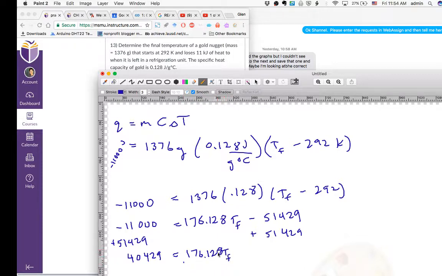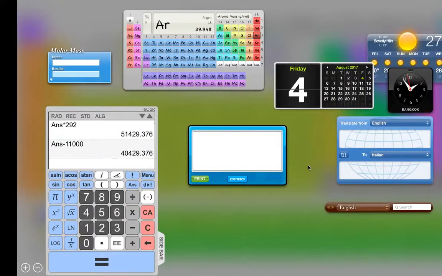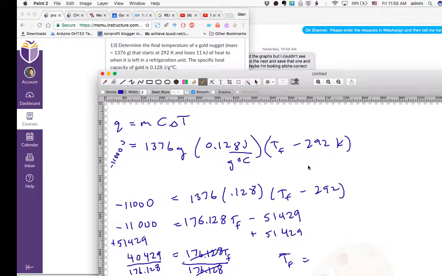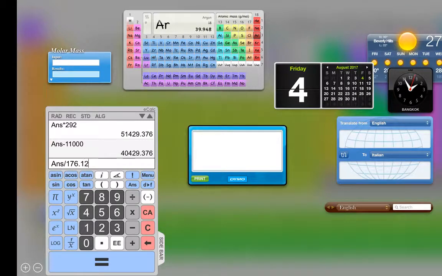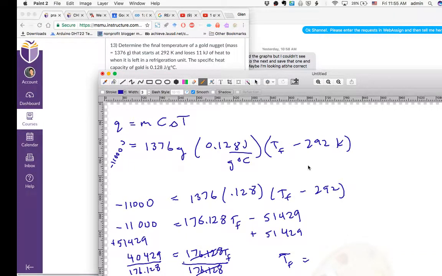Okay, divide. So I have TF by itself on one side, but it's not completely by itself, so I divide both sides by the number to make it by itself. Those cancel. End up with TF equal to 229.5. This is a temperature, and the temperature previously has been given in Kelvin only to the ones place, no dots. So my answer is also going to be only to the ones place, no dots.